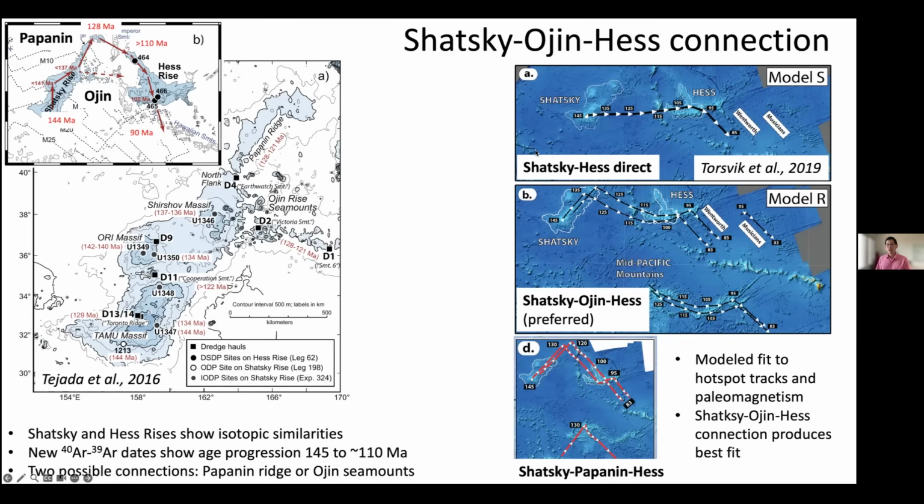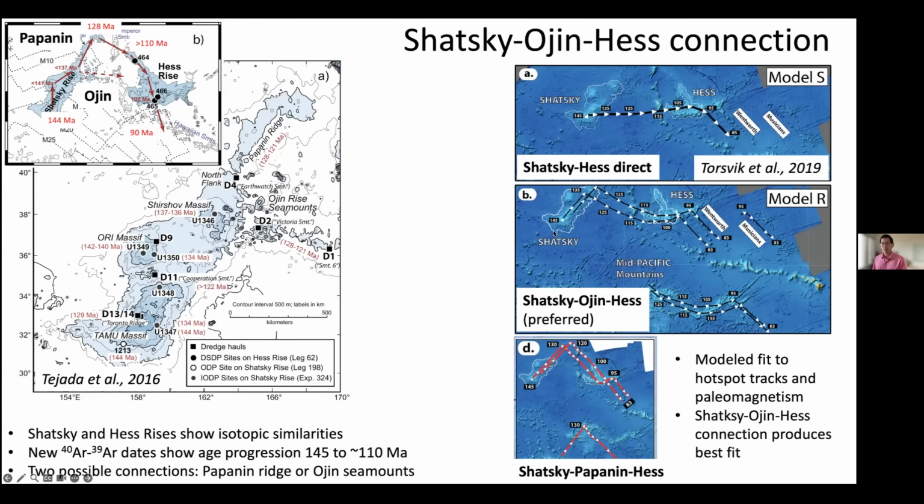And so what Torsvik 2019 did is they tested different connections between the Shatsky and Hess rise in terms of the age progressive magnetism. And so this is the simplest model where the Shatsky and Hess rise are simply connected by a very direct hotspot track. And so what they found was that this produced mismatches to the mid-Pacific Mountains.